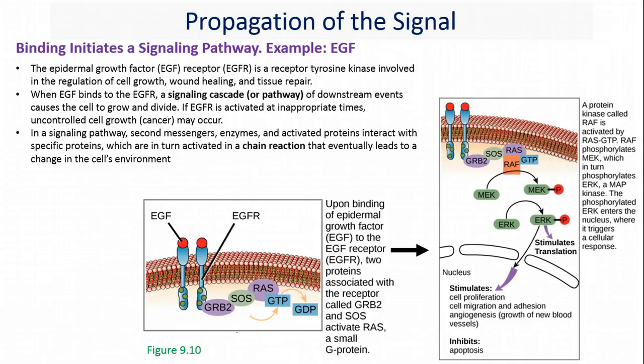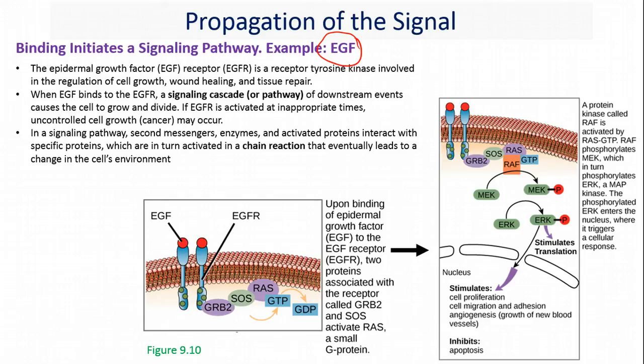So I'd like to go one step further, or one layer further in this process, and look at the propagation of a signal. And we're going to take, for our example, EGF. EGF is an enzyme-linked receptor. It's a receptor tyrosine kinase. This is involved in the regulation of cell growth, wound healing, and tissue repair.